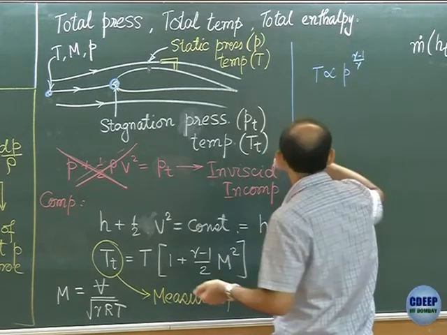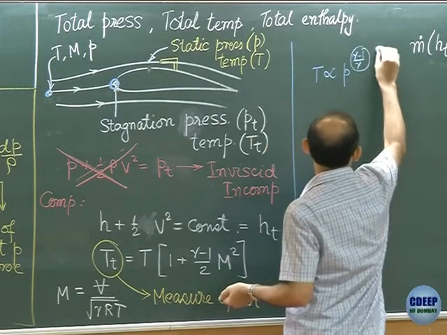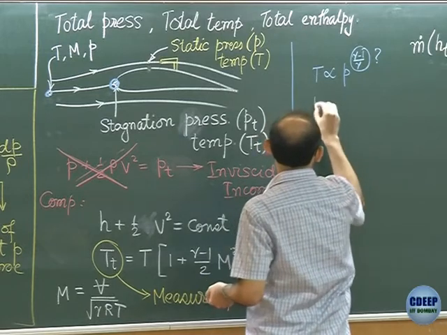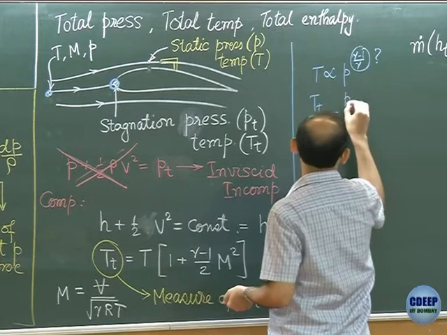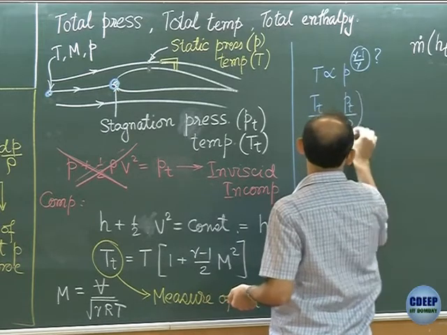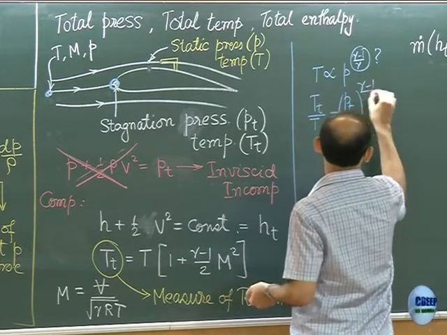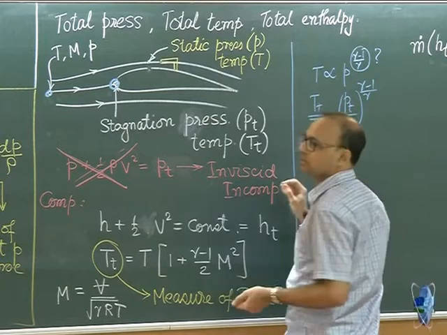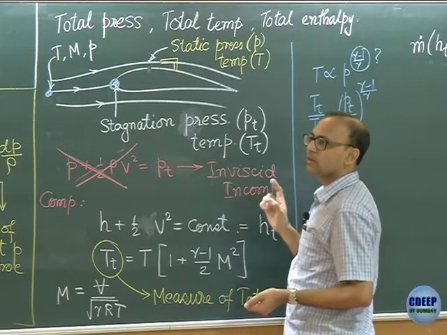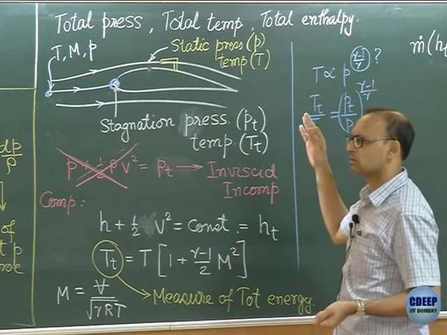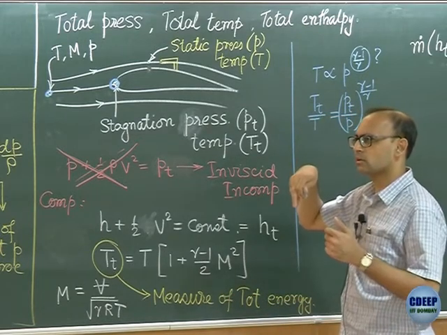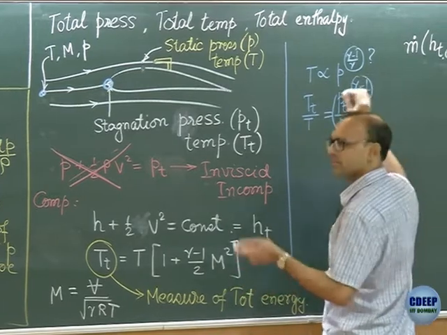Just check it, please. Just the exponent, I'll put a question mark, I tend to forget. So, T total divided by T is equal to P total divided by P to the power of gamma minus 1 by gamma. 1 minus gamma minus, the opposite of that, yeah? Please check it and correct it. Just please correct it in the notes.